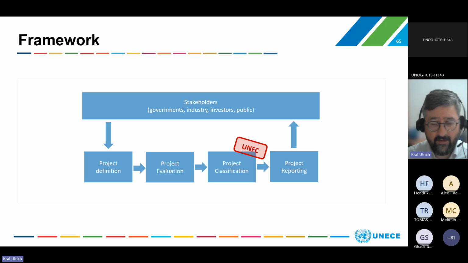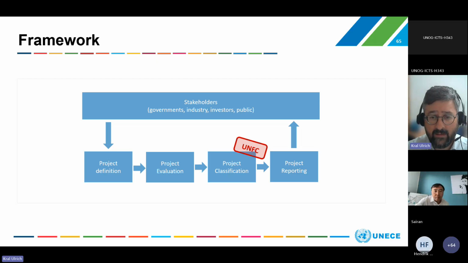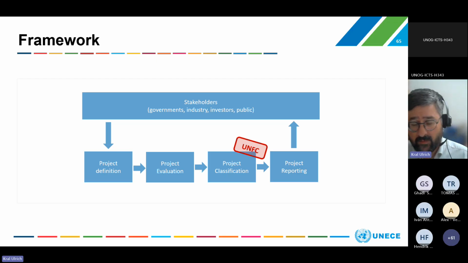I think this is a very traditional concept for developing recycling projects. So the viability of recycling projects is evaluated from an economic perspective, but also from a legal perspective. And once the project evaluation is completed, the information is used to classify the project based on the UNFC principles. So basically, the project classification is an add-on in order to communicate the evaluation results in a standardized way. And the last step is project reporting.